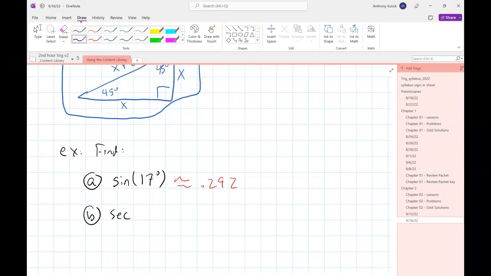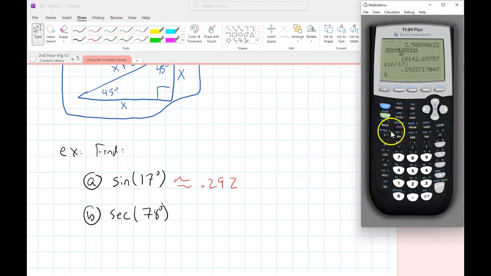What if I wanted secant of 78 degrees? Now, if I look at my calculator, do I see a secant button anywhere? No, but there's sine inverse. Well, sine inverse is a different function. That's not the same as the reciprocal. That's why I've cautioned you against using inverse and reciprocal interchangeably. So sine inverse isn't the same thing as the reciprocal of sine.